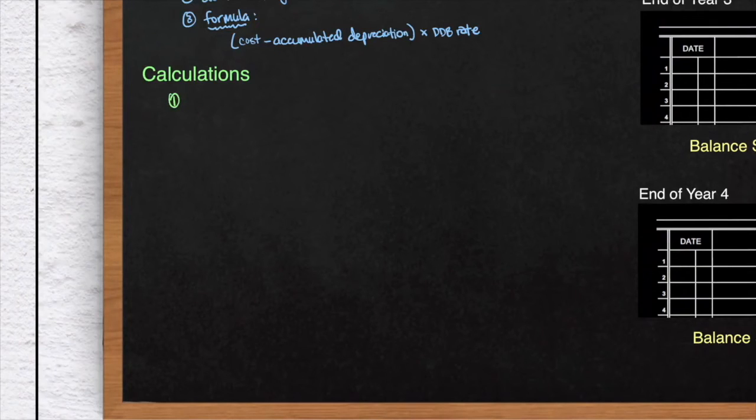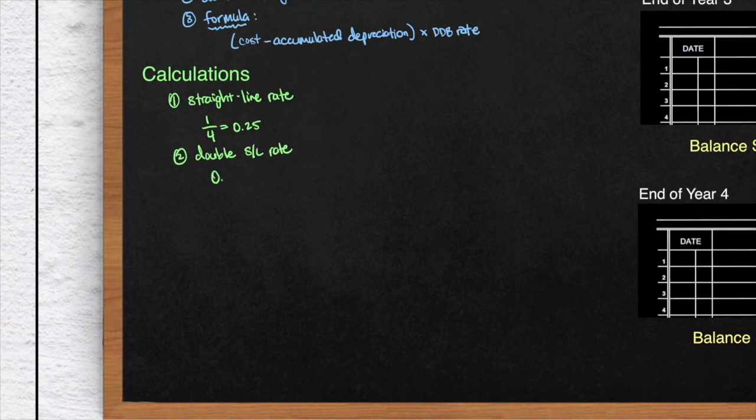Step 1, find the straight line rate. The straight line rate's pretty easy to do. You take the number 1 divided by the useful life in years. In this case, the useful life is 4 years, so 1 over 4 equals 0.25 or 25%. The next step is double that rate. Double whatever rate you calculated in step 1. In step 1, we calculated 0.25, so you simply multiply times 2, which will give us 0.50. So 0.50 is our double declining balance rate.